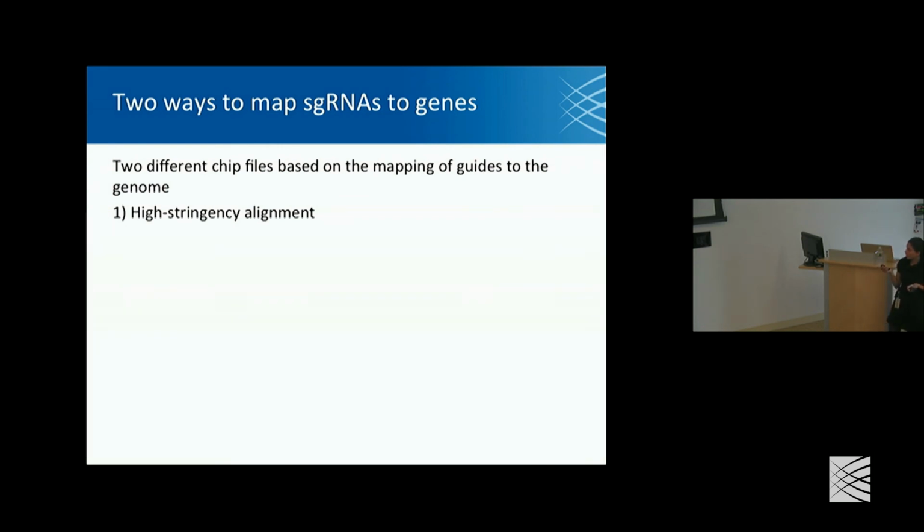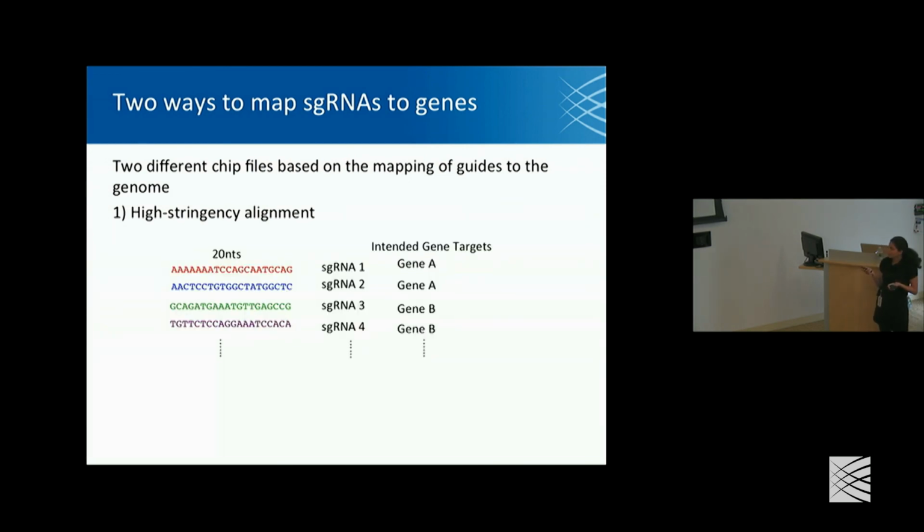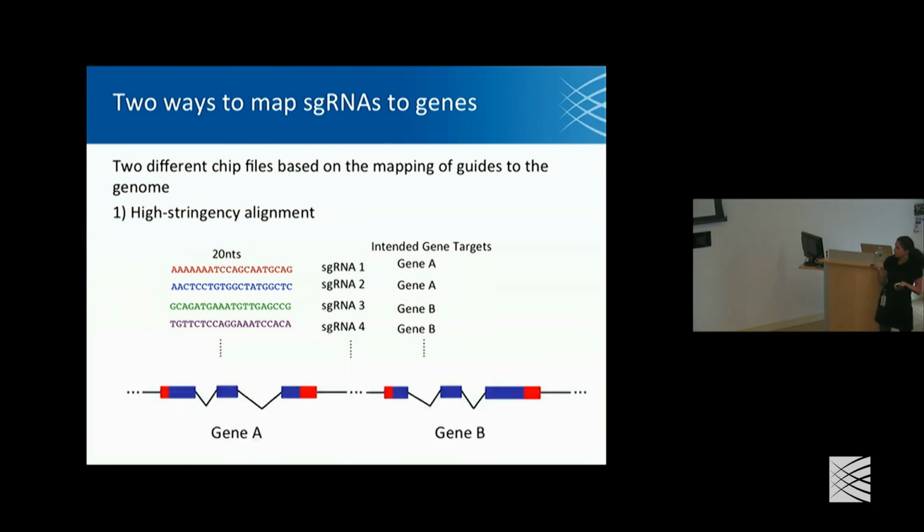The first one uses a high stringency alignment where you have your 20 nucleotide sequence, and this was designed to target a particular gene. For example, here, sgRNA1 was designed to target gene A, sgRNA2 to target gene A, and so on. And these are known as your intended gene targets. So what we first do is you have your genome, and we just map this 20 nucleotide sequence to the genome, and this gives you your 20-mer chip file.